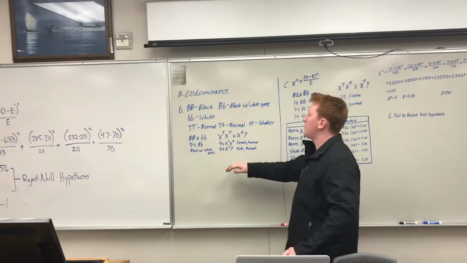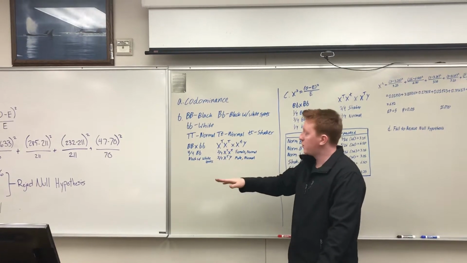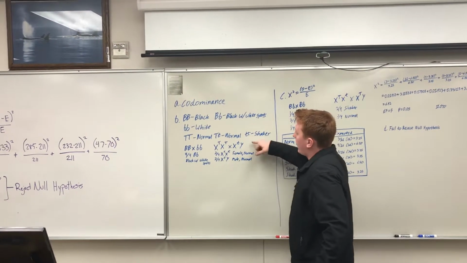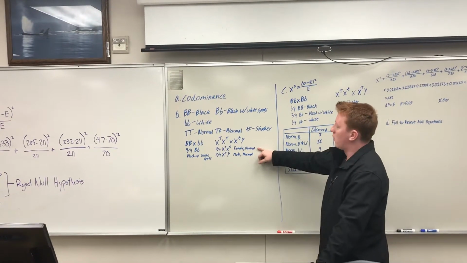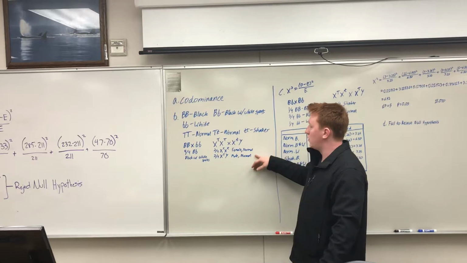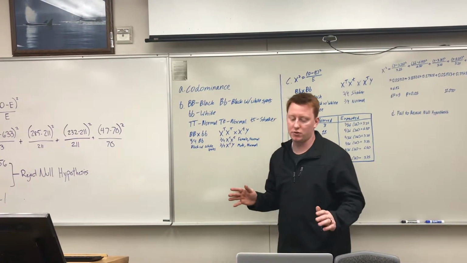So our genotypes and phenotypes we have represented right here. All of our offspring, male and female, are going to be black with white spots. And right here we're going to get 2/4 of our females that are normal, and 2/4 of the offspring are going to be male and normal. So we're not going to have any shaker children.